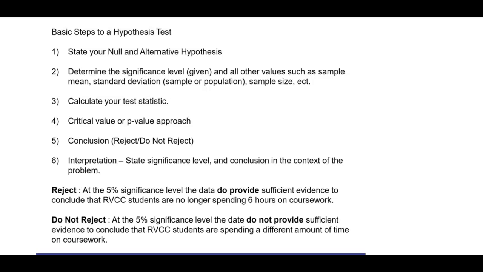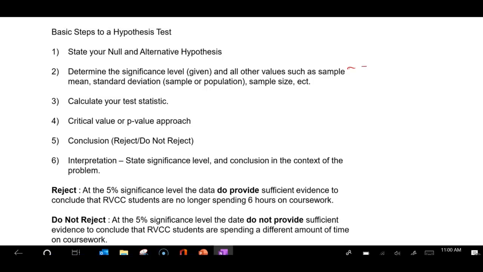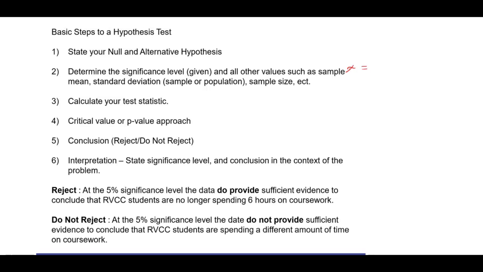Step 2 is where I call, just read the problem and jot down the correct information. State the significance level, state what your sample mean is, your sample size, your standard deviation. Sometimes we will be using sample standard deviations. Sometimes we will be using population standard deviations. You've got to get used to using the correct terminology.